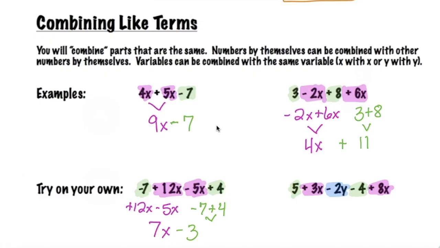So notice now I have three different colors because I have three different types of parts. So I'm going to start by combining my parts with the x. So I have 3x plus 8x, and 3 plus 8 becomes 11x. Then I have my parts with my numbers. So I have the 5 minus 4. And when I solve that, that becomes a positive 1. So then I'm going to put plus 1. And then my last part I have as a negative 2y, and I have nothing else to combine that with. So that I'm just going to bring down, and I have minus 2y.